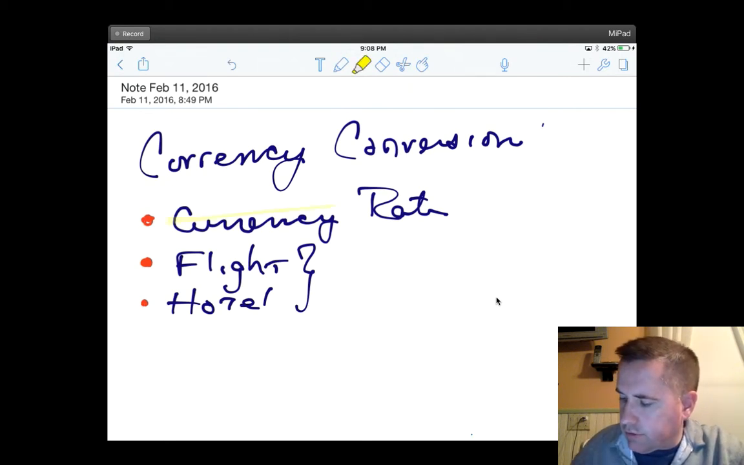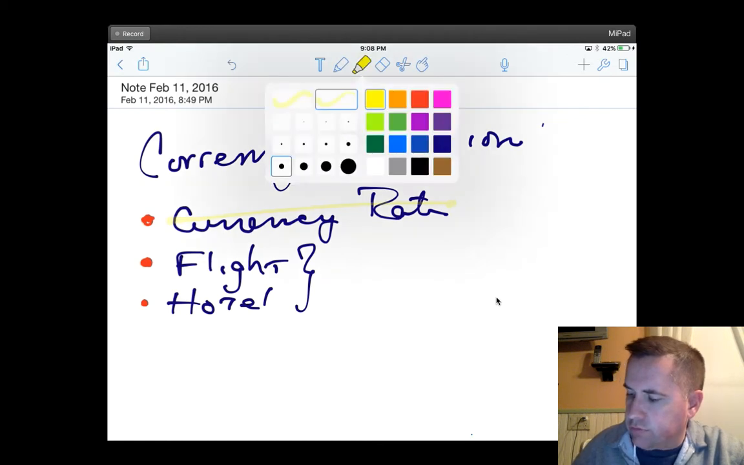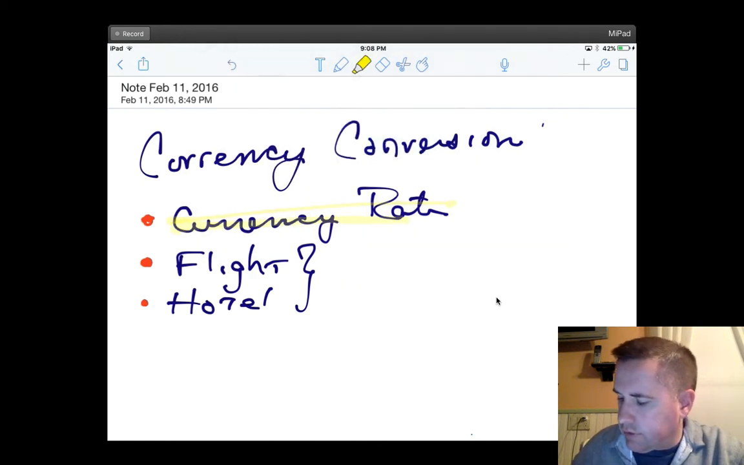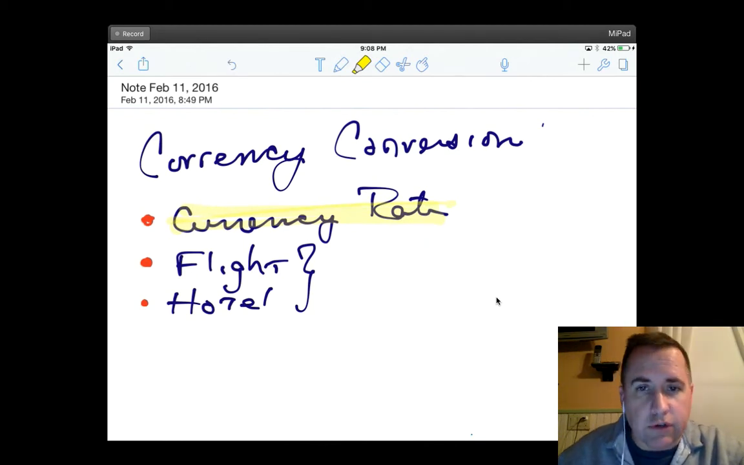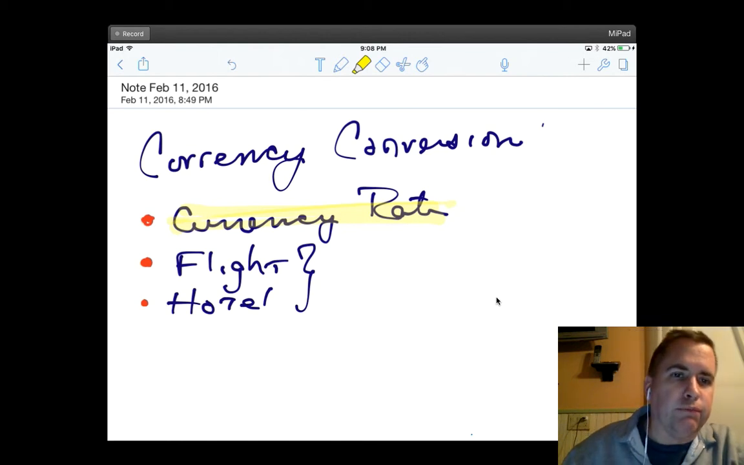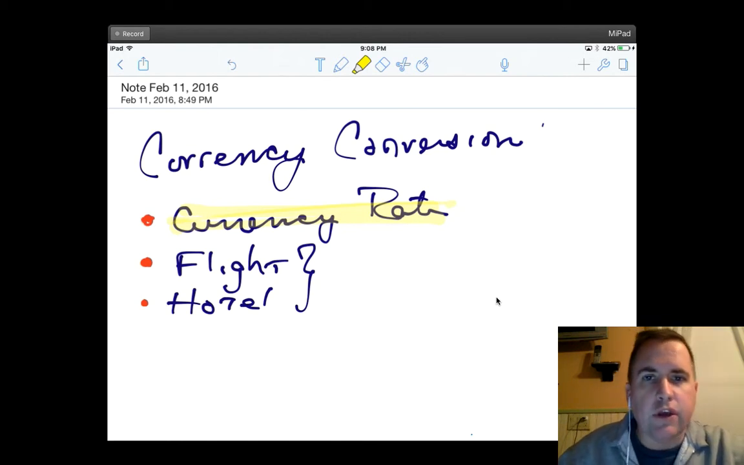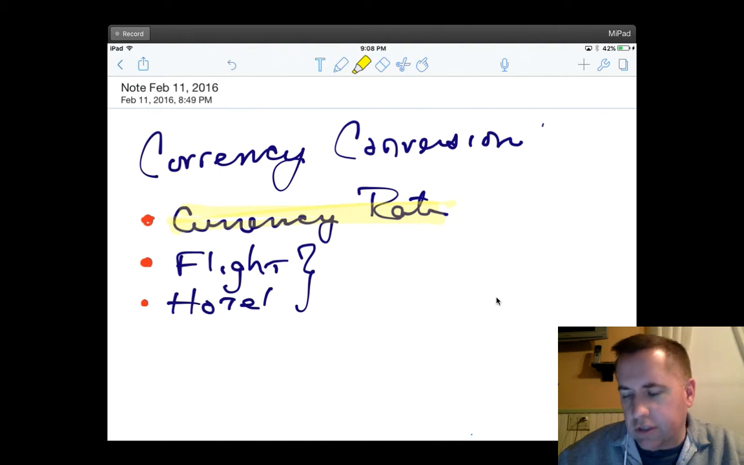When I say currency rate, what that refers to is that every country uses a specific form of currency. In the U.S., we use U.S. dollars. Most of Europe, Western Europe, uses what's called the euro, which is a unified currency that these countries share. There are still countries in Europe and Eastern Europe that have their own currency. Britain still uses the pound, for example. Iceland has their krona, as it's called. So there are countries that have their own currency.